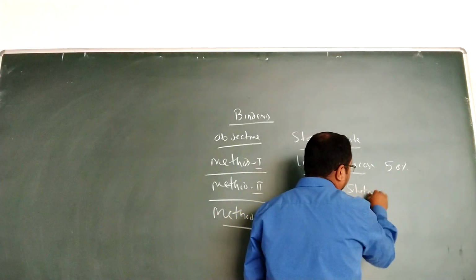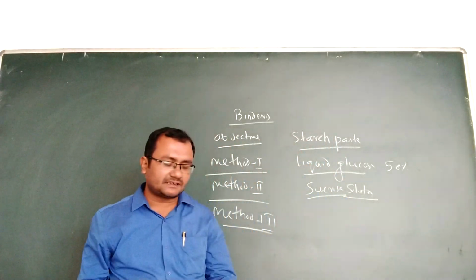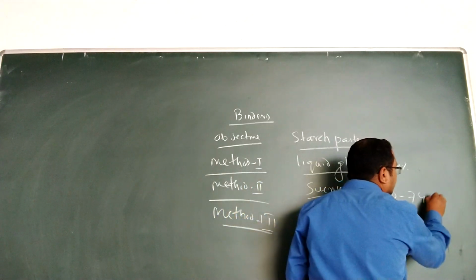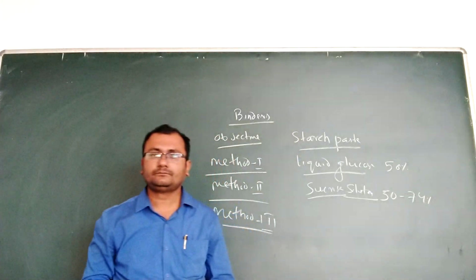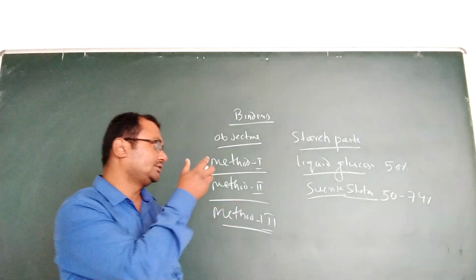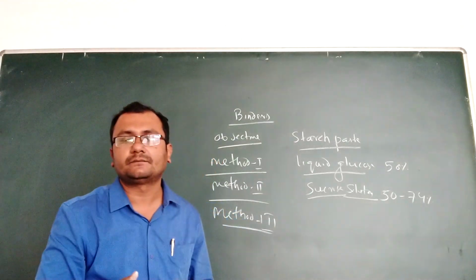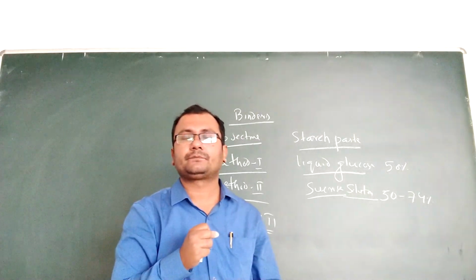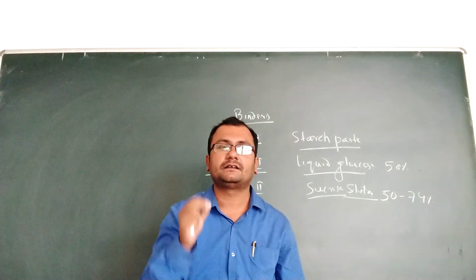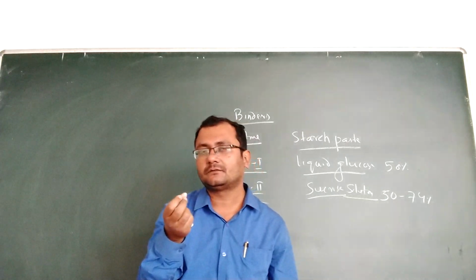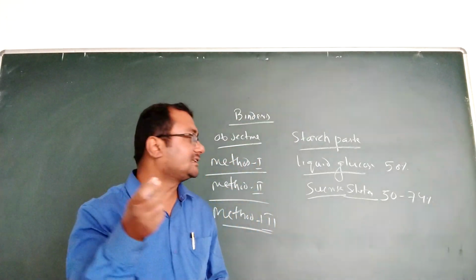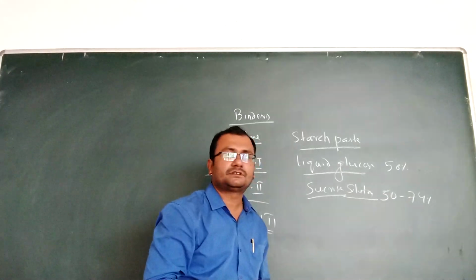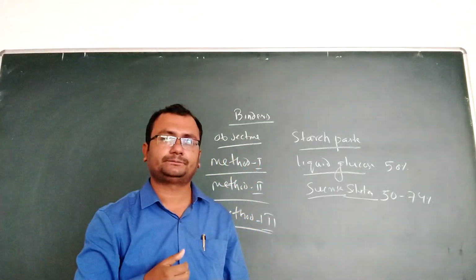Sucrose solution. Generally, we take the sucrose solution in a concentration range of 50 to 74%. We add 50 to 74% sucrose in water to get a solution, but the granules prepared with this sucrose solution will be very hard and brittle. Brittle means we can break it easily. So nowadays, solutions like sucrose solution or liquid glucose are very rarely used.